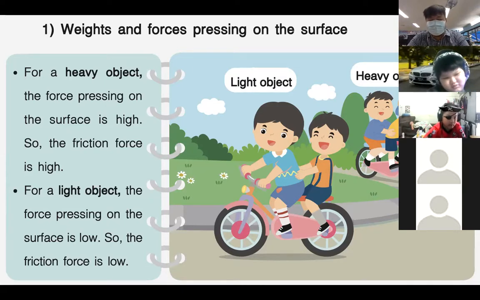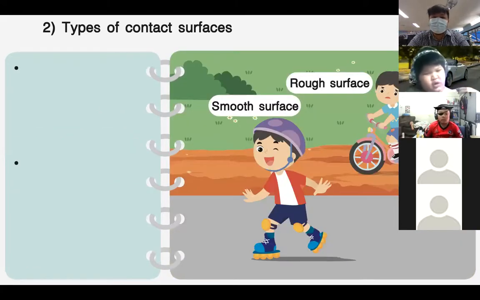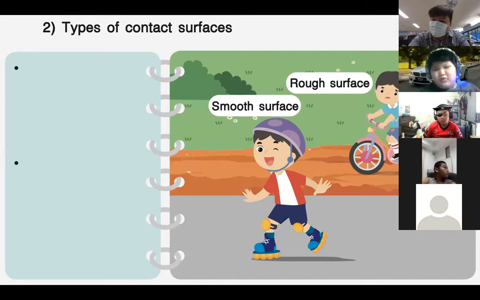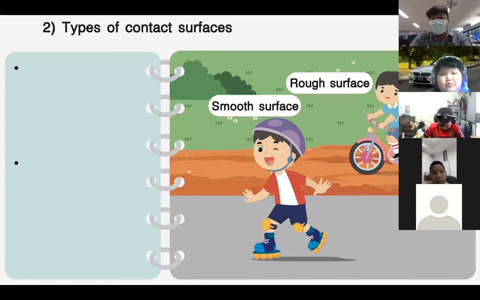Okay, yes. Let's proceed to number 2. Types of contact surface. Also, frictional force depends on the surface. The first one is smooth surface. Look on the floor, it is smooth. And rough surface. Look at the one using the bicycle, the ground and the floor is rough.